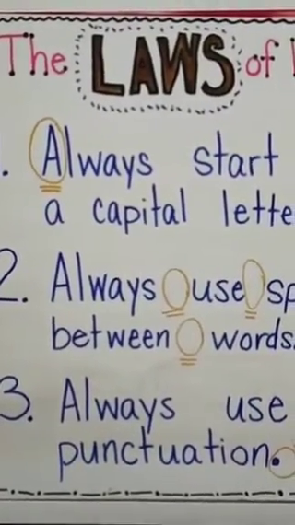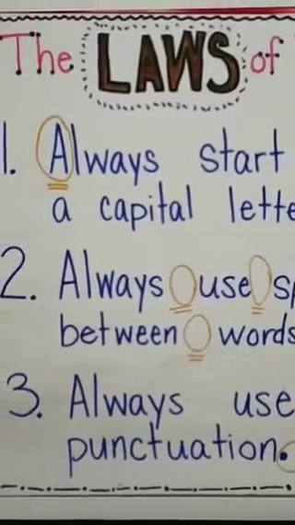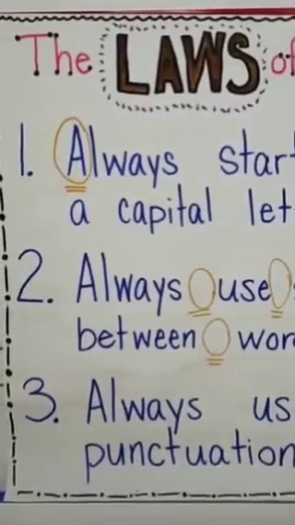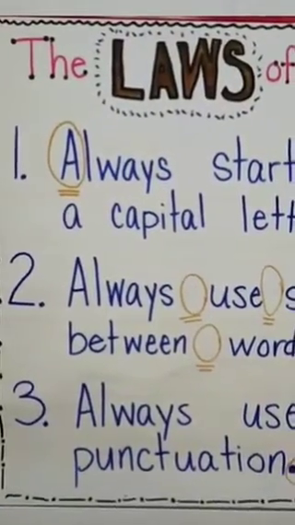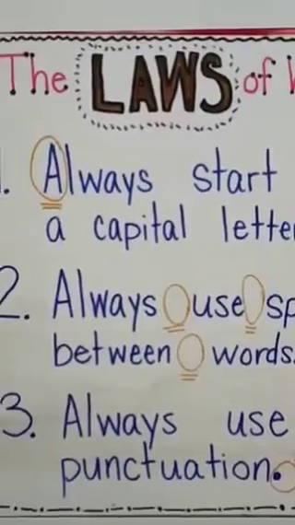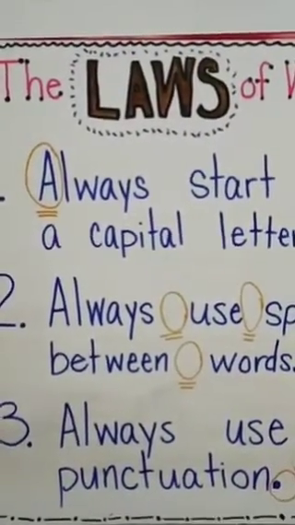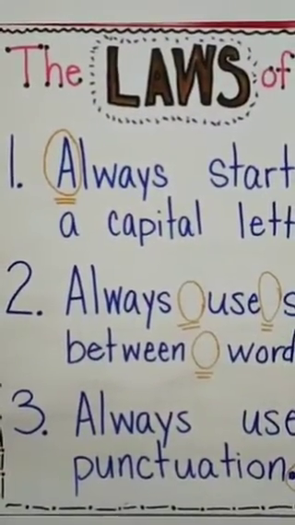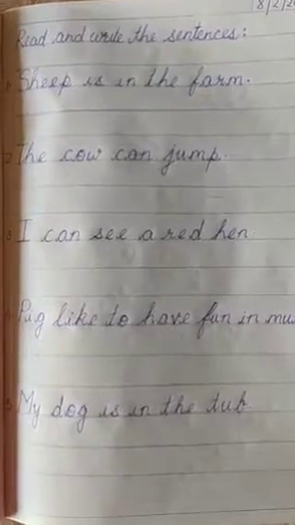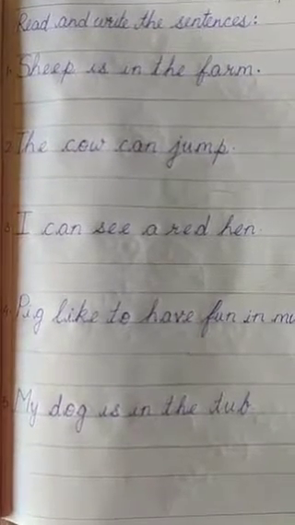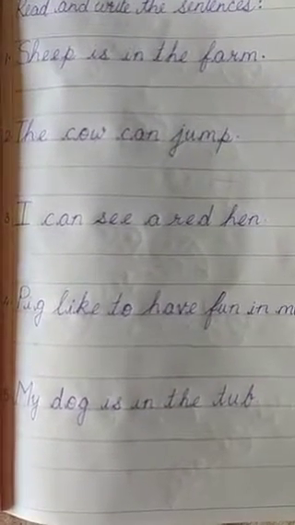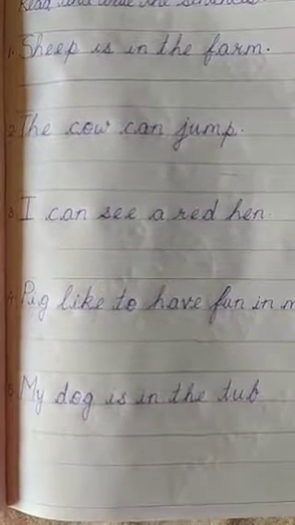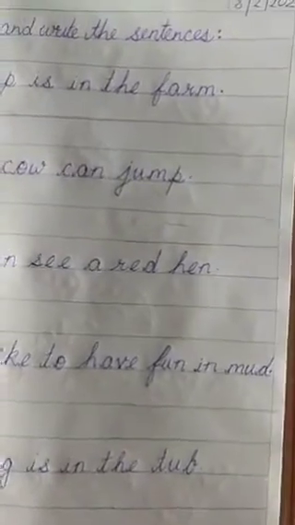So now, remembering all these points, we are going to write 5 sentences. Okay, so we're going to read the sentence first and then write them using all these rules. Yes, you have to keep in mind all these 3 rules. These are the laws of writing. So let's write the sentence now. Children, now let's read these sentences and write them, following all the 3 rules that we learned in our writing. Okay, so let's read the first sentence.